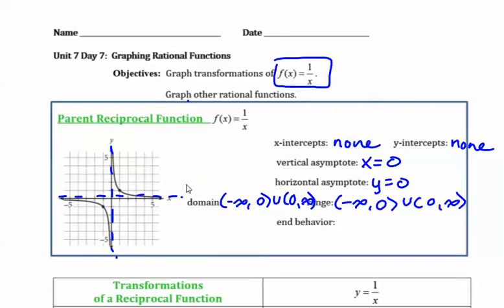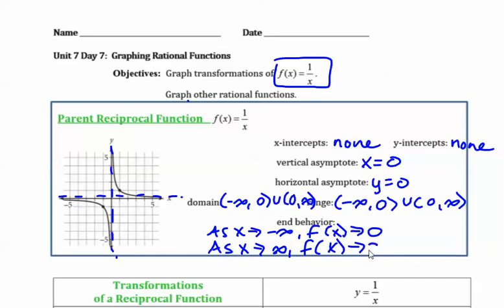The end behavior of a rational function is interesting because the end behavior does not go to infinity or negative infinity. If you watch this branch, it's getting higher and higher and higher, but it's not going to cross that asymptote. So the end behavior is actually equal to the asymptote. So as x goes to negative infinity, f of x is getting closer and closer to your asymptote. It's getting closer and closer to 0. And the same thing happens on the right side. As x goes to positive infinity, f of x is going closer and closer to 0.